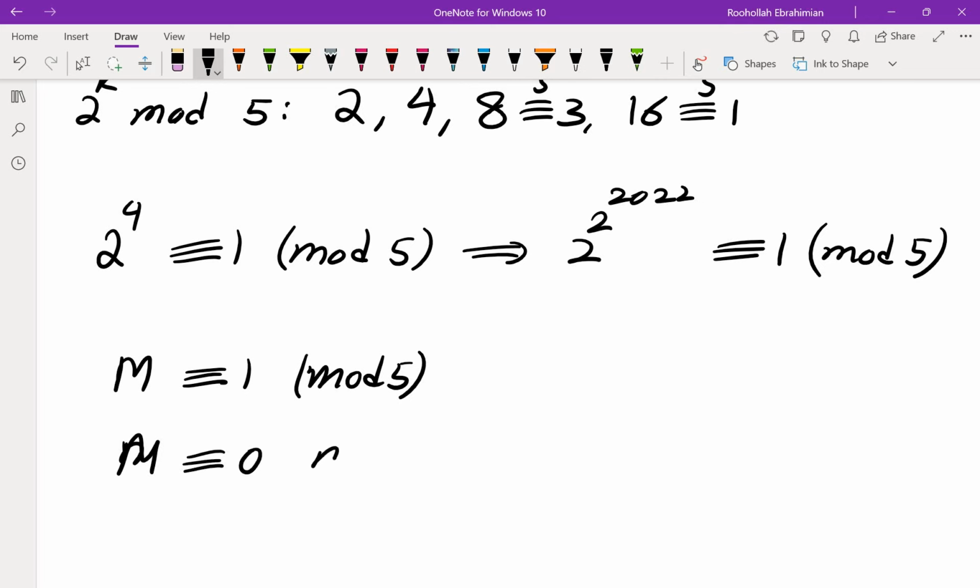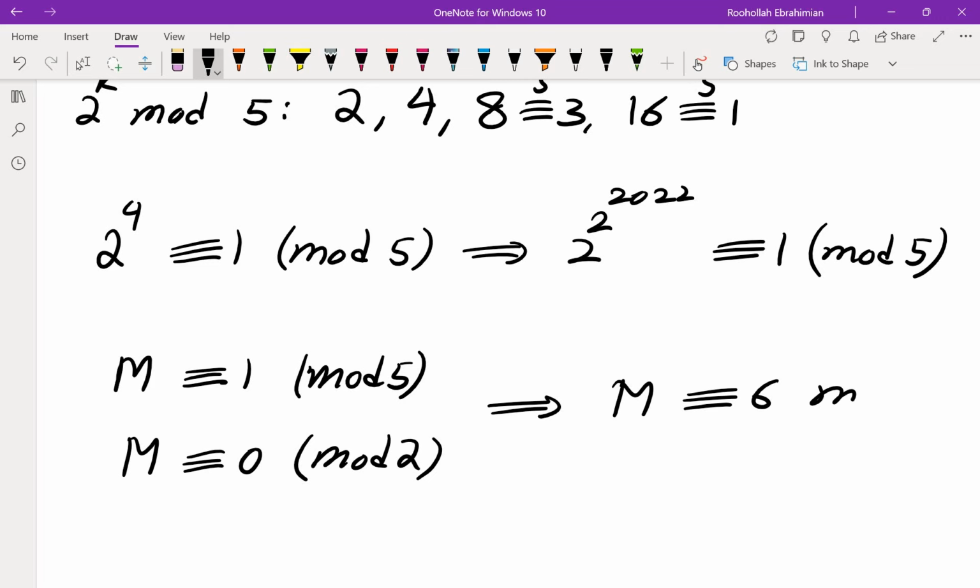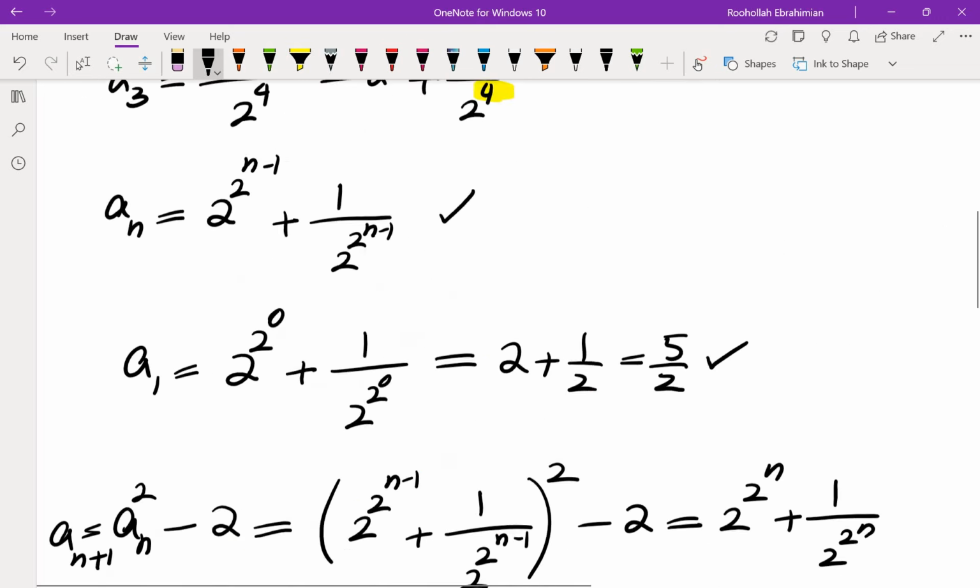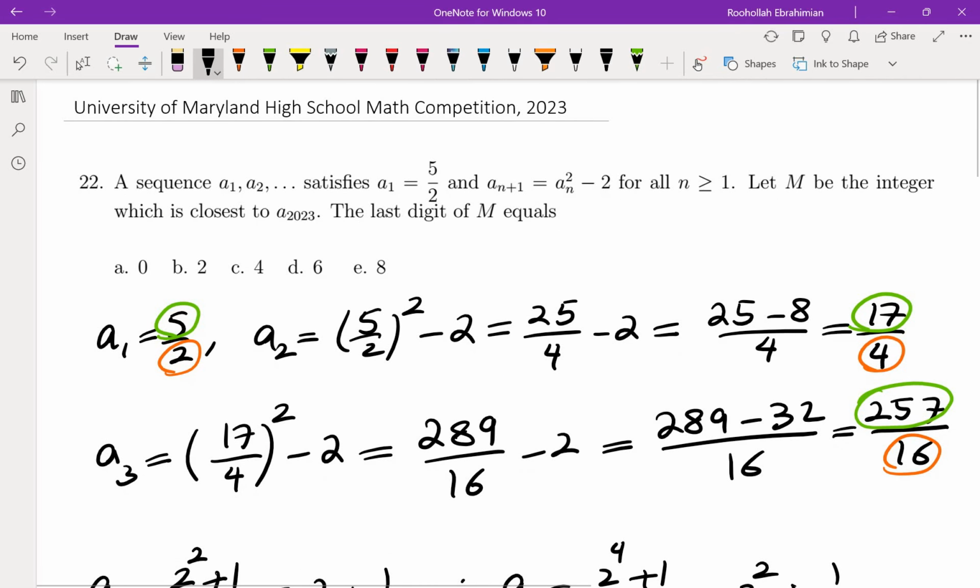So the number that I have, m, is 1 mod 5, and it is 0 mod 2. So what number is it that is 1 mod 5 and 0 mod 2? That is exactly 6 mod 10. So the last digit of that number is 6, which is the answer choice D.